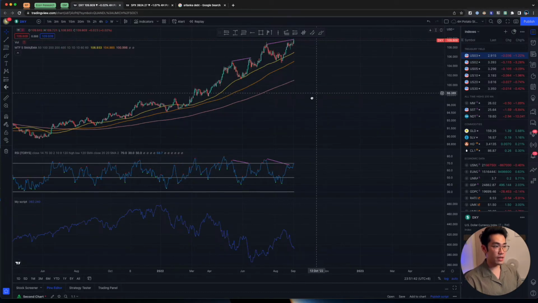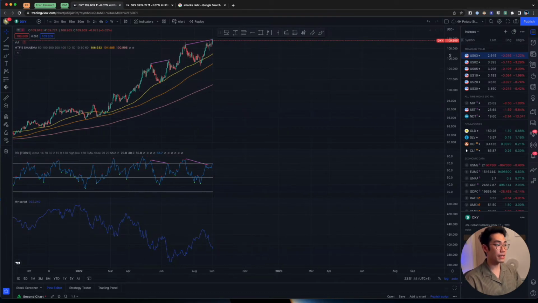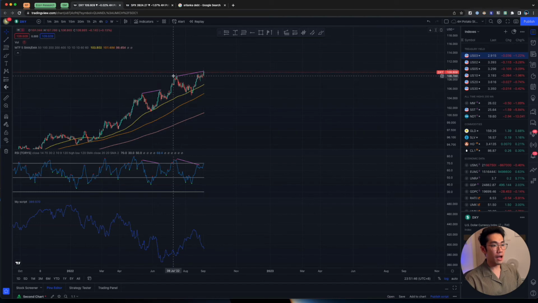Now, this time we have something similar playing out again. We have higher highs on the dollar, but lower highs on the RSI. This is telling me that the dollar is showing weakness. And when the dollar is showing weakness, we can anticipate that there will be a rally, right? So this is just one data point right here.